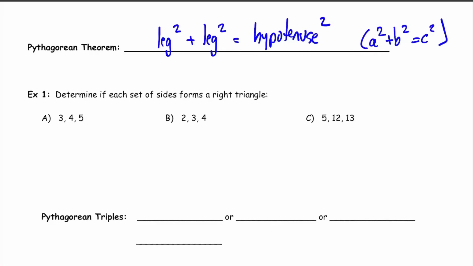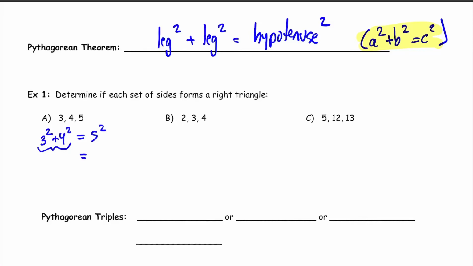So my first example, I want you to determine if each set of sides forms a right triangle. Well, it will only form a right triangle if this works. So what I'm going to do here is set up that equation. 3 squared plus 4 squared equals 5 squared. Now what I want you to do on your calculator is plug this in. 3 squared plus 4 squared.